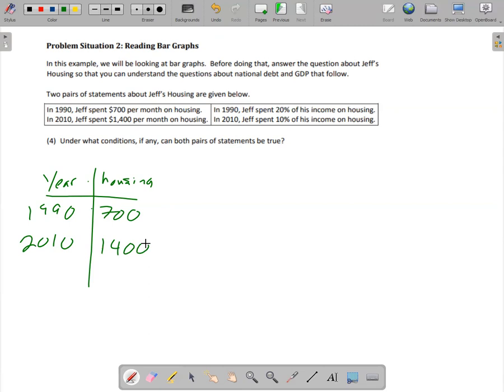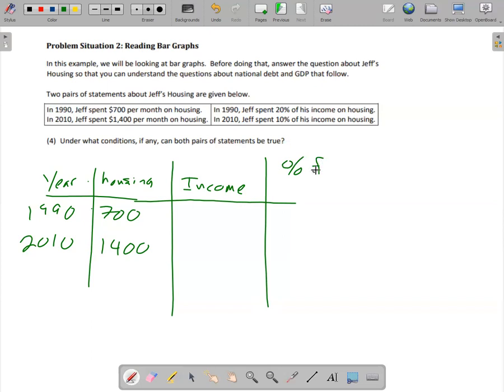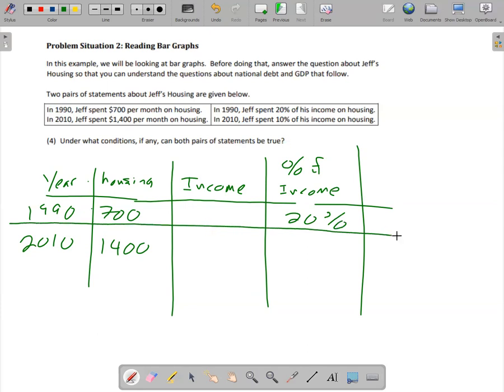All right. So I'm going to widen this. I don't know what his income was, but I'll put a column for it just to kind of brainstorm. And then I'm going to have another column called percent of income. And it says in 1990, 20% of his income was spent on housing. And then in 2010, 10% of his income was spent on housing.